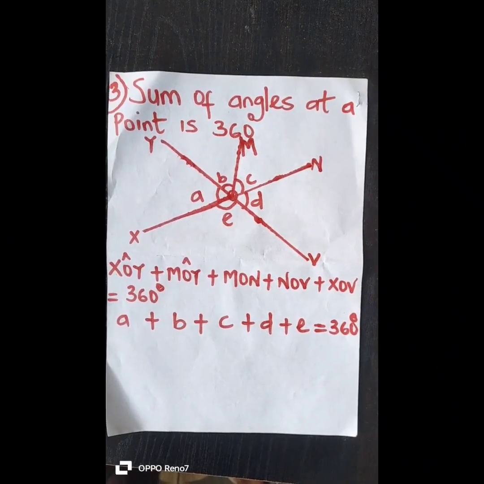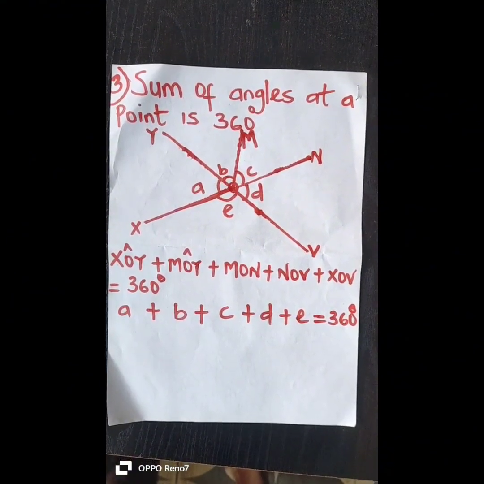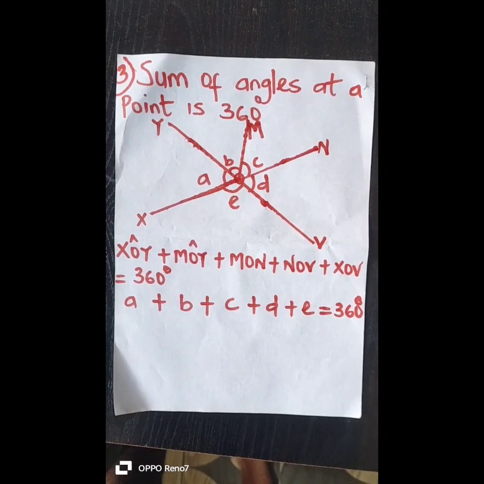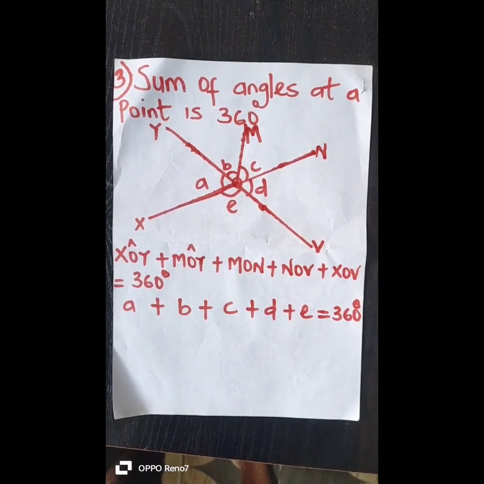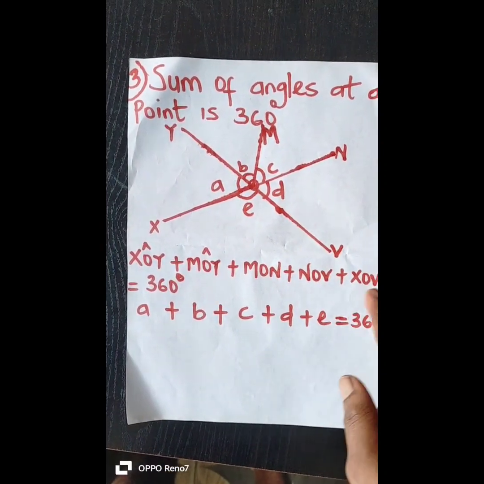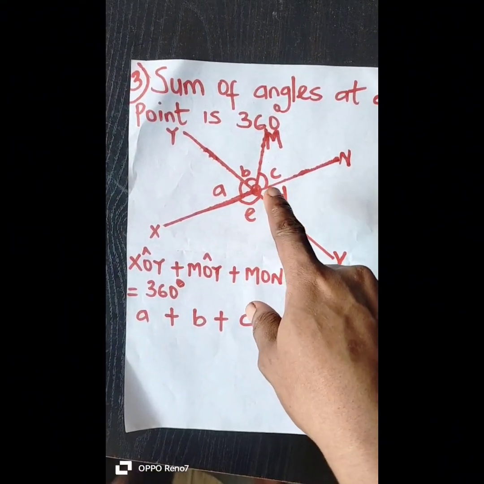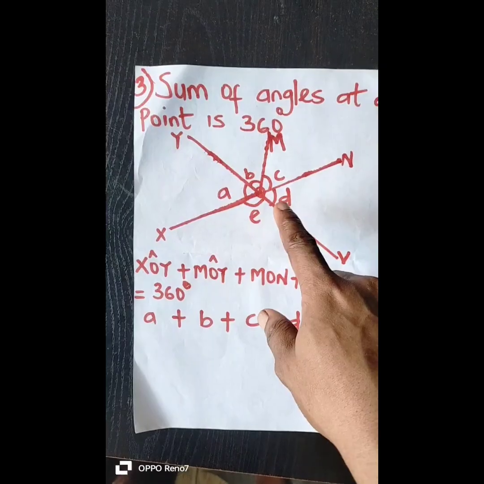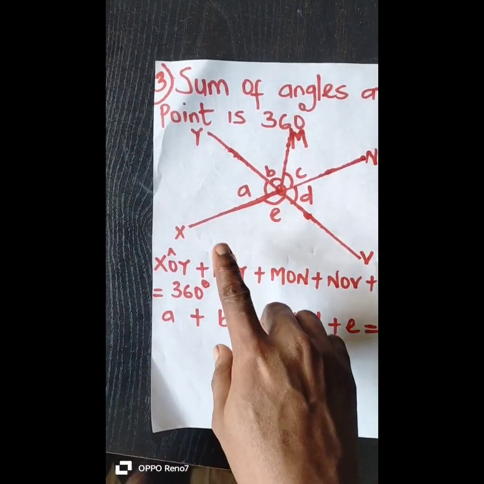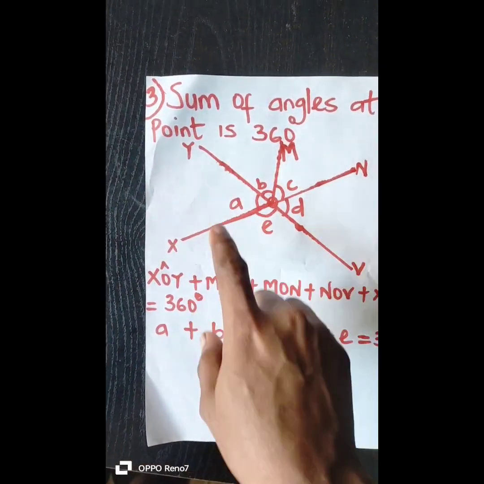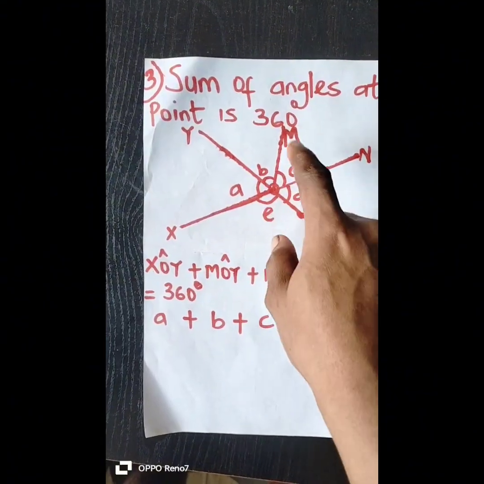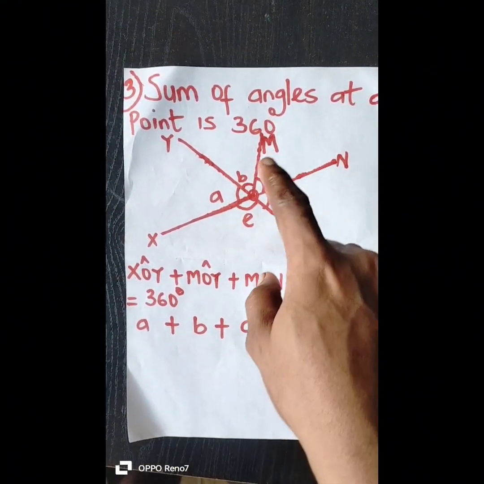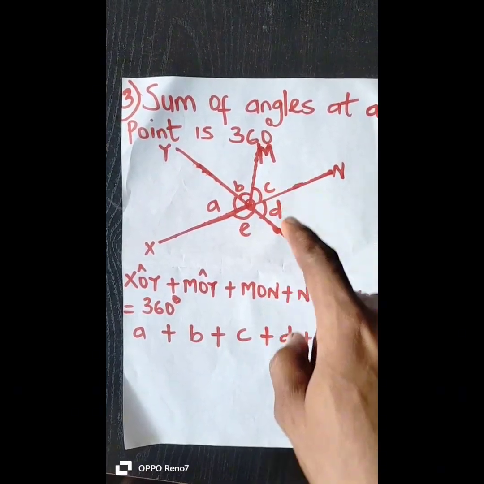This is the third property of an angle that says sum of angles at a point is 360 degrees. If you draw a bunch of angles around a single point so that they fit together with no gaps and no overlaps, all those angles will add up to a full circle, which is the same thing as 360 degrees. Here we have XOY, which is the same thing as A, and we have MOY, which is the same thing as B. Then we have MON, which is the same thing as angle C.